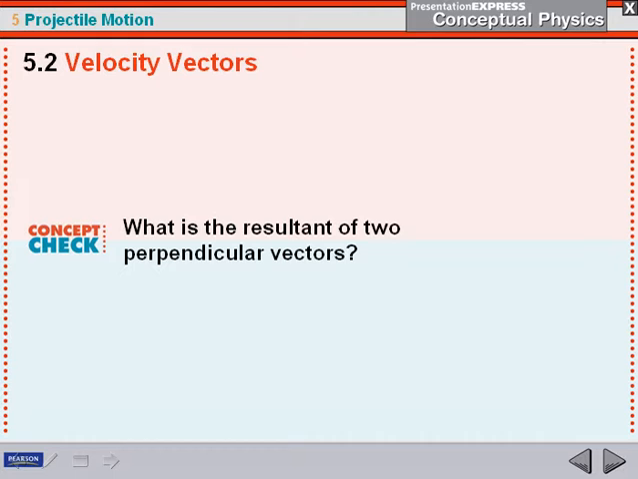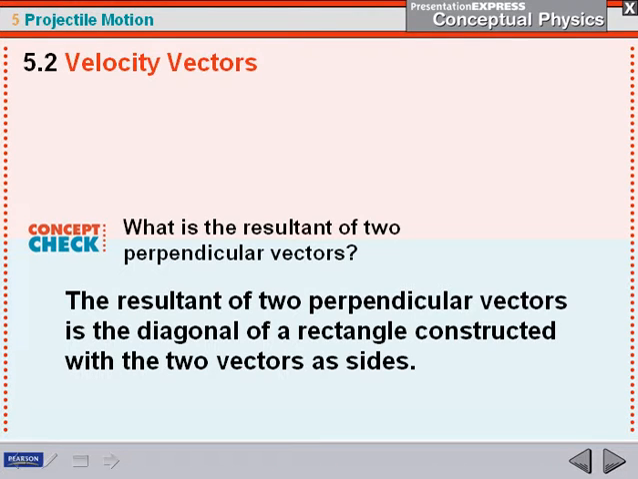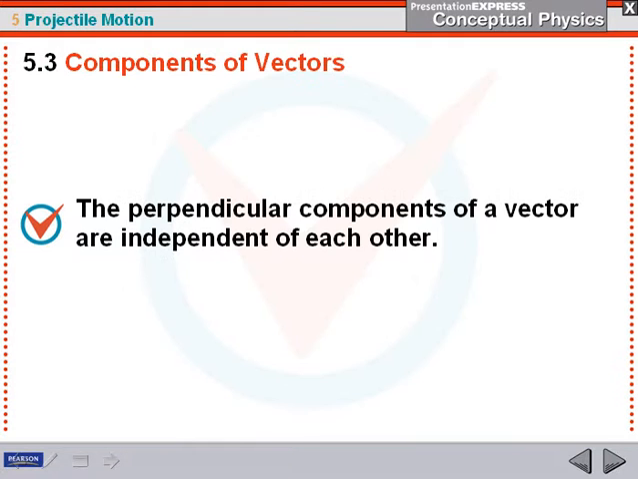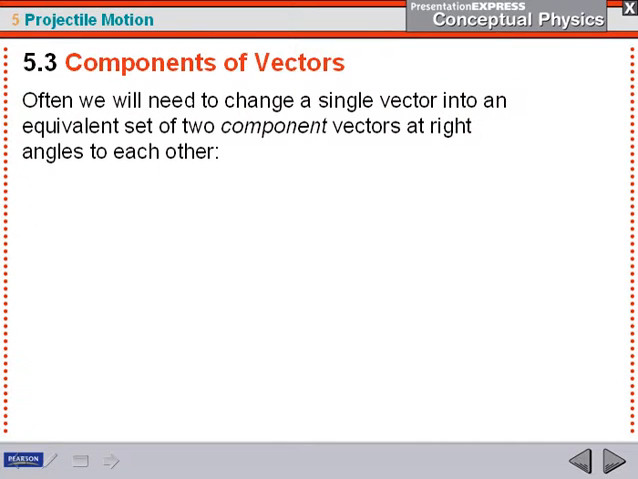What is the resultant of two perpendicular vectors? The resultant of two perpendicular vectors is the diagonal of a rectangle constructed with the two vectors as the sides. Section 3. The perpendicular components of a vector are independent of each other. Often, what we'll do is take a single vector, and we're trying to make it into the two component vectors. And we'll put these component vectors at a right angle to each other.